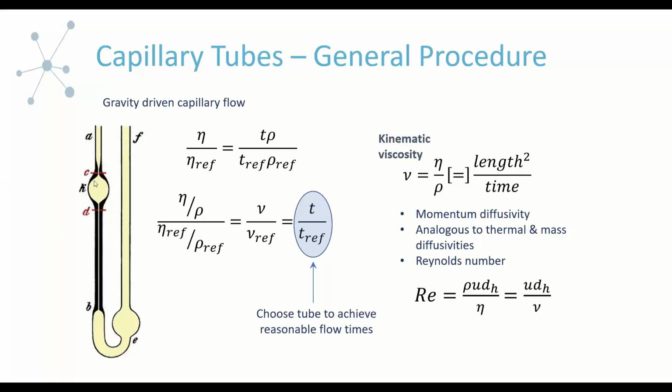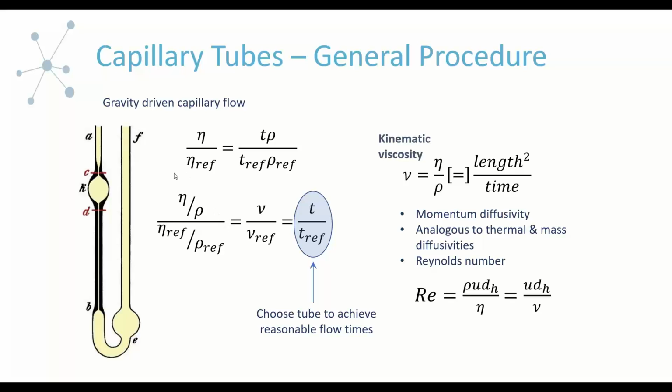But the idea is within the capillary tube, you have a gravity-driven flow through the tube. You have a fluid reservoir here, and what's actually dictating the time that the fluid will take to flow is the inner diameter of the capillary portion down here. And what you do is you basically measure the time for the meniscus to move from point C to point D. And you relate this time to the kinematic viscosity.